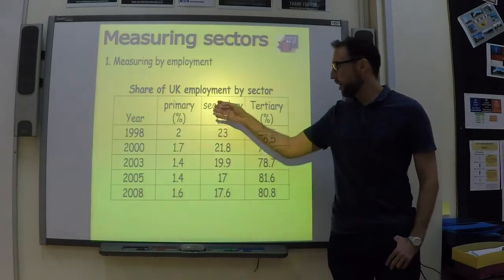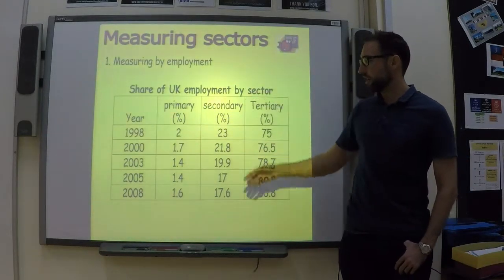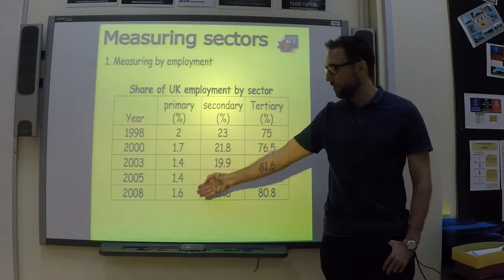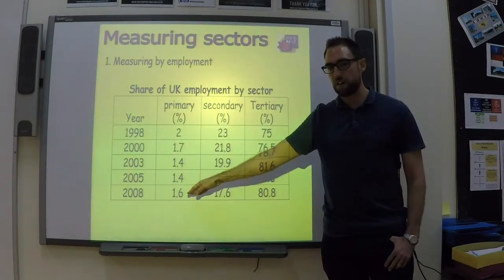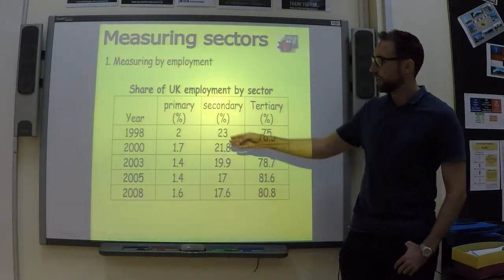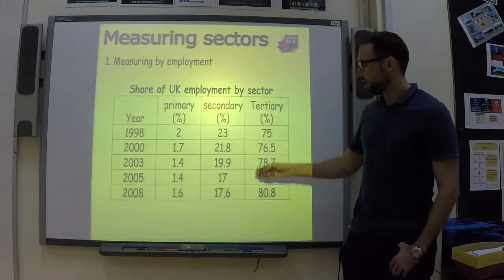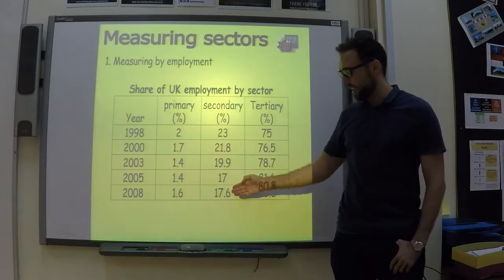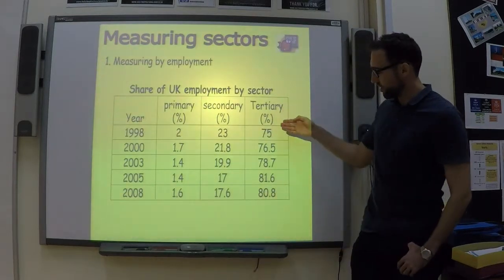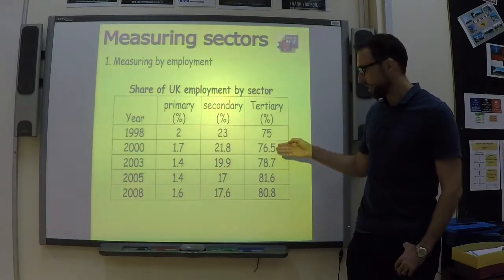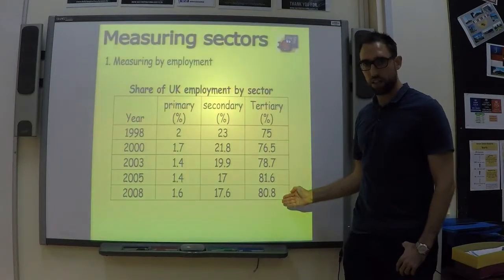And in the UK, as you can see from here, from 1998 to 2008, this trend is continuing. The number of people working in the primary sector has decreased. The number of people working in the secondary sector has decreased. And in the tertiary sector, the number of people working in the tertiary sector has increased. Okay?